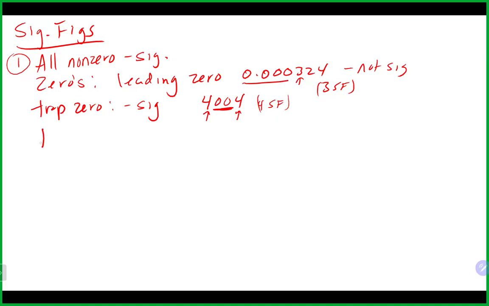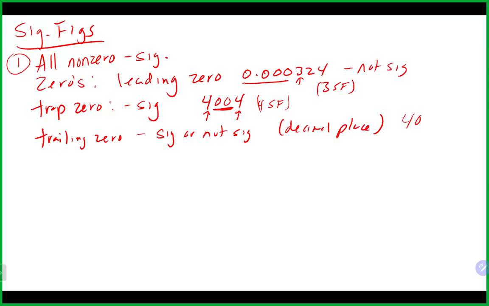And then there are trailing zeros, which is the one that gives people the hard time. And they can be significant or not significant. It depends on if there is a decimal place in the number. So if you had 400 written like this with a decimal point, that would make those zeros significant, and we would have 3 significant figures. If you wrote 400 like this, then it would have 1 significant figure, as the decimal point is not written in this number as well. Any questions on that there?